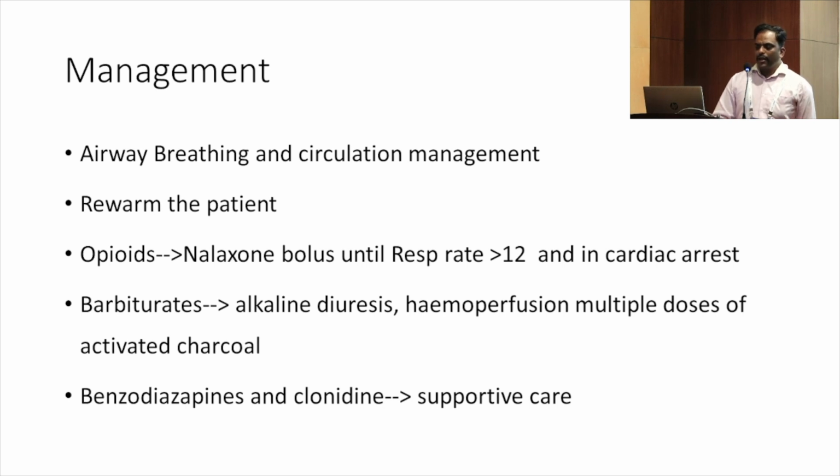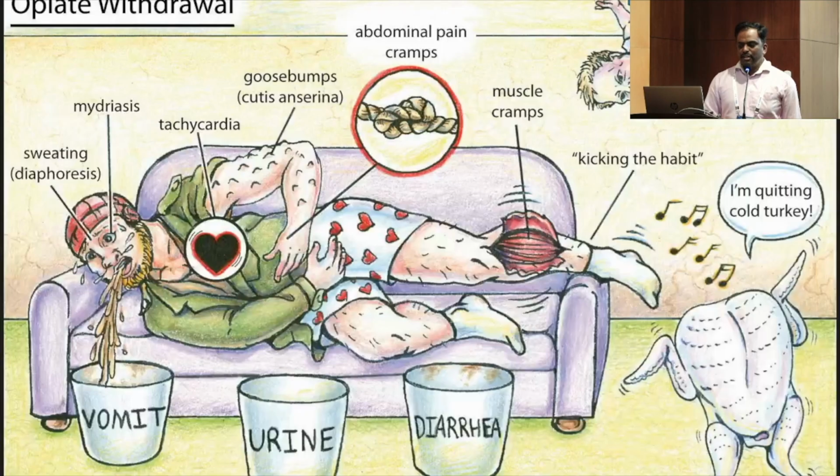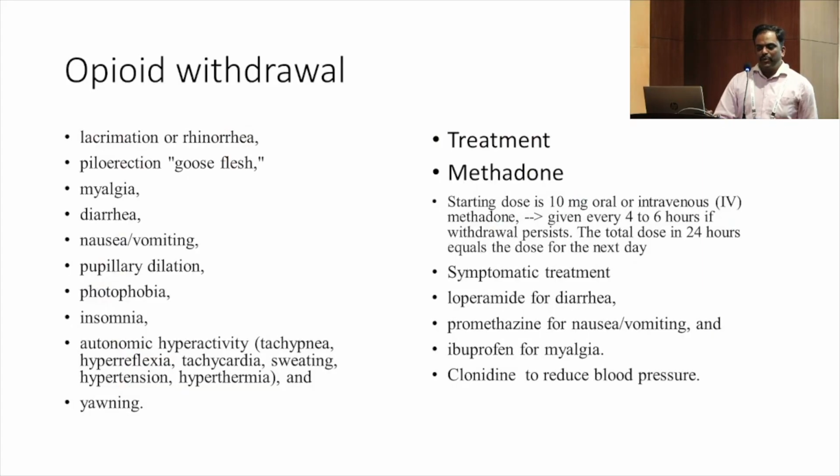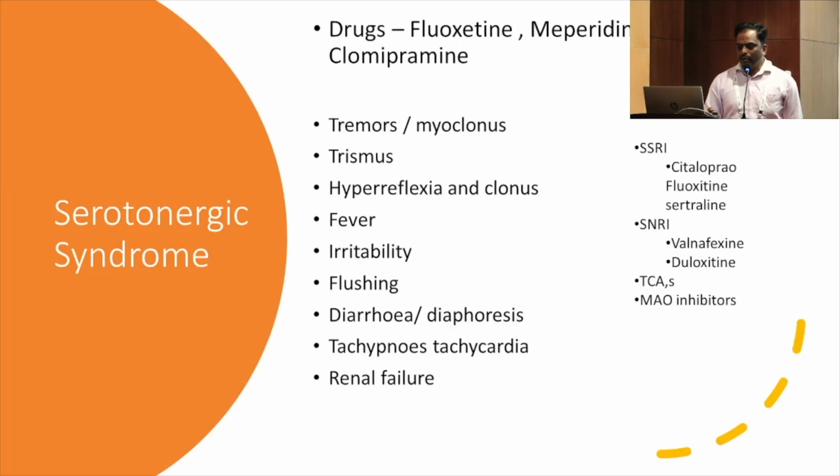Barbiturates, alkaline diuresis and hemoperfusion, and benzodiazepines and clonidine, mostly it's supportive care. Opioid withdrawal, then you will see sweating, mydriasis, more like a combination of both sympathomimetic and cholinergic crisis. You will see sweating, mydriasis, tachycardia, goosebumps, muscle cramps, at the same time vomiting, urination and diarrhea. So treatment of choice along with supportive care is methadone.